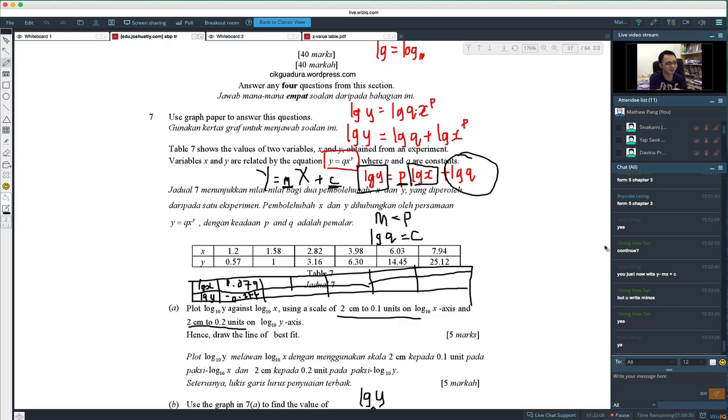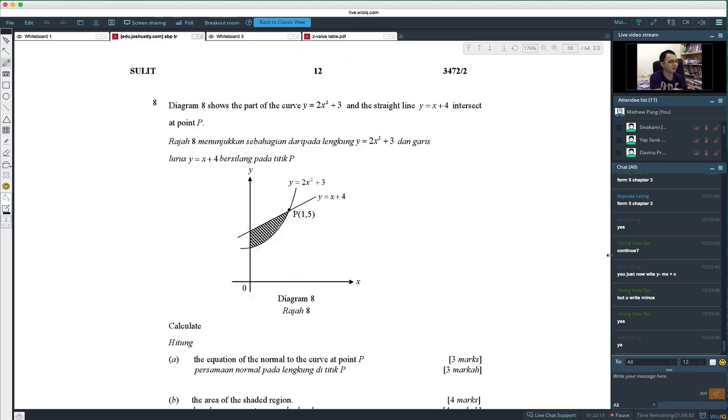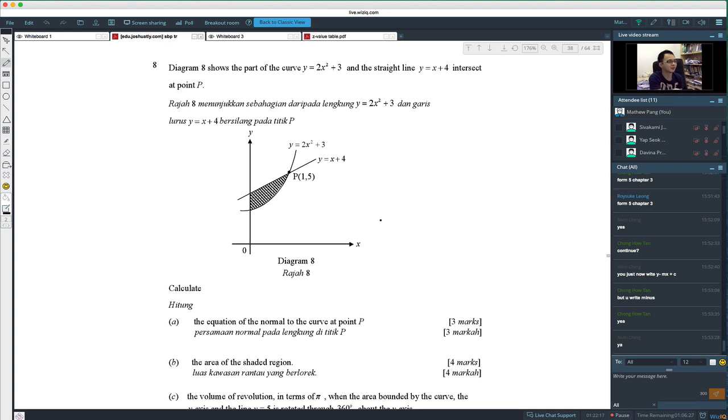So I'm going to move on to number 8. Number 8 will be integration. Diagram 8 actually shows the curve and the straight line intersecting at the point P. The question says, calculate the equation of the normal to the curve at the point P. So you will need to find the equation of the normal. I have said many times how to find a normal, but a lot of students might not get it, so I will do it again over here.